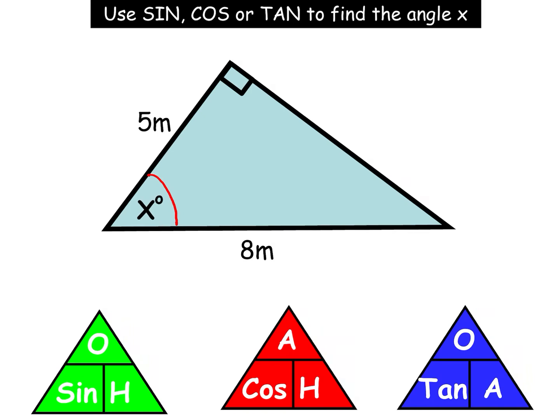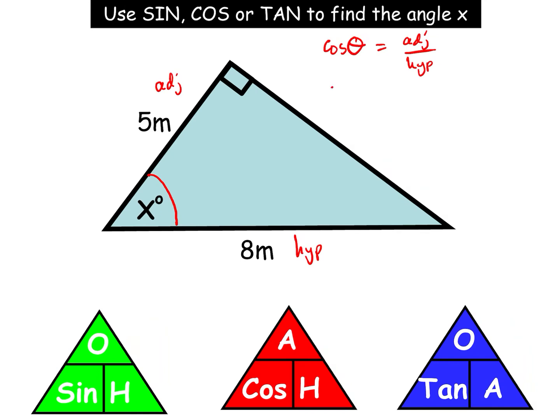Okay, so again, first things first, let's label the sides. Well, 5 meters is the adjacent side, and 8 meters is the hypotenuse, the one opposite the right angle. So, which one are we going to use, sine, cos, or tan? It's adjacent and hypotenuse, so it's definitely a cosine. So, cosine of your angle is equal to adjacent over hypotenuse.